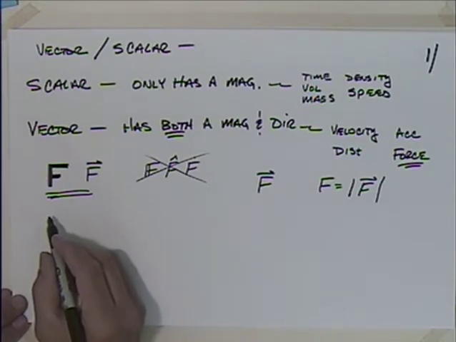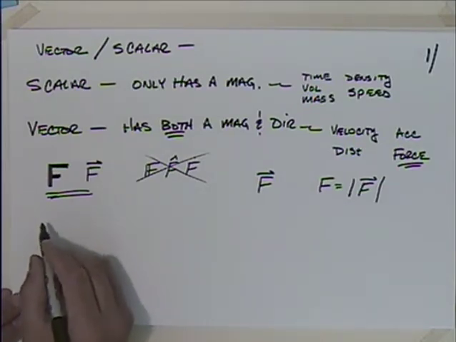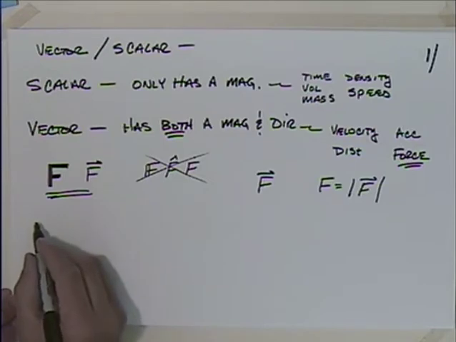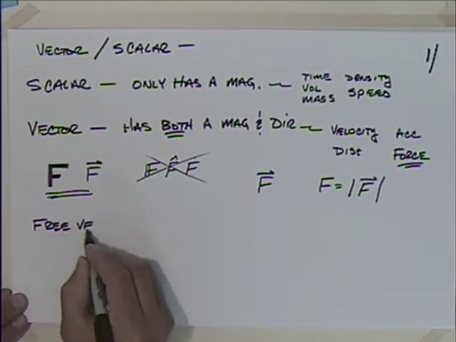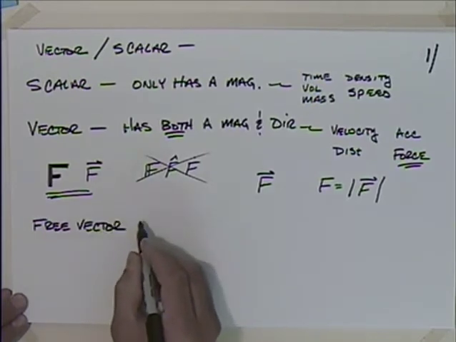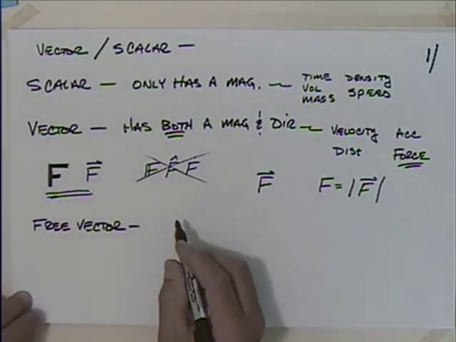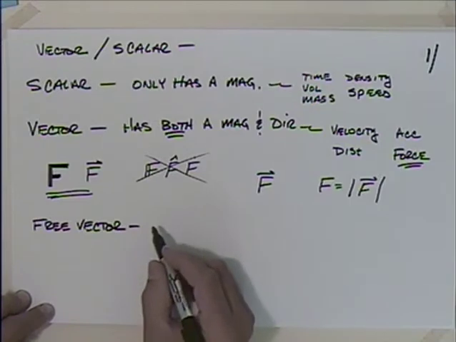Let's talk about different types of vectors. There's different types of vectors. The first one maybe we'll talk about is a free vector. And a definition of a free vector is: not confined to or associated with a line in space.